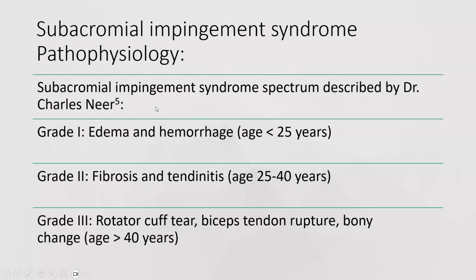Dr. Charles Neer described a 3-grade spectrum for subacromial impingement syndrome. Grade 1 includes edema and hemorrhage and is seen in patients aged less than 25 years. Grade 2 includes fibrosis and tendinitis and is noted in the age group 25 to 40 years. And grade 3 includes rotator cuff tear, biceps tendon rupture, and bony changes, and is seen above 40 years.